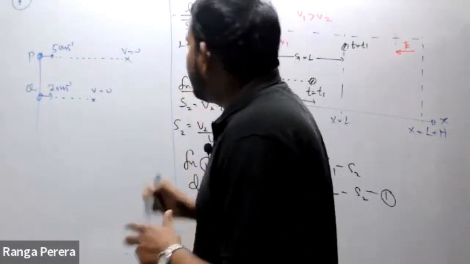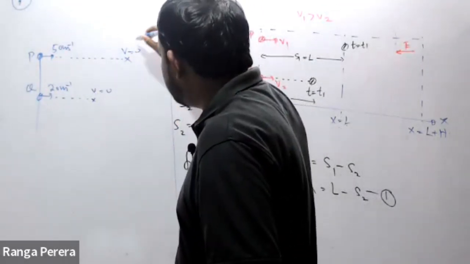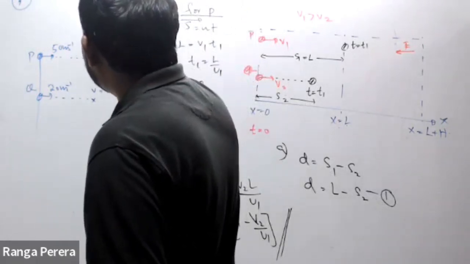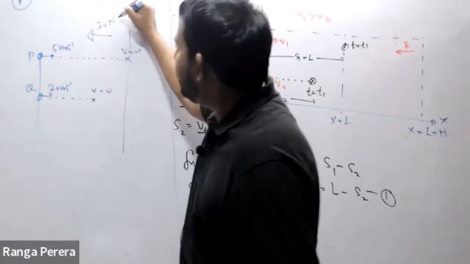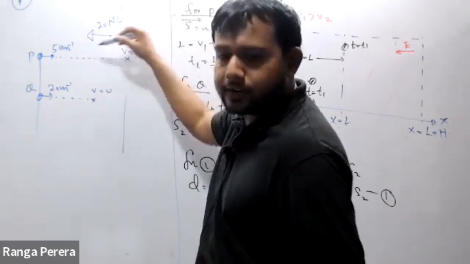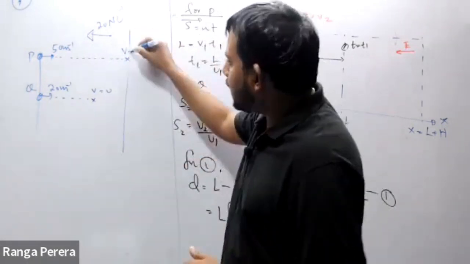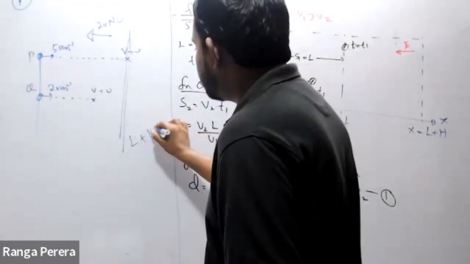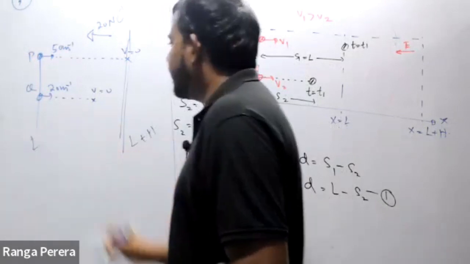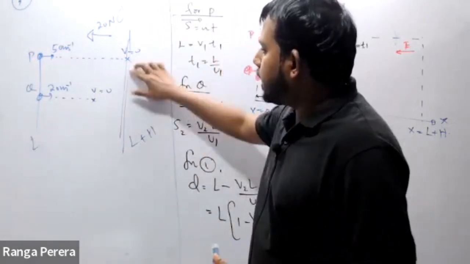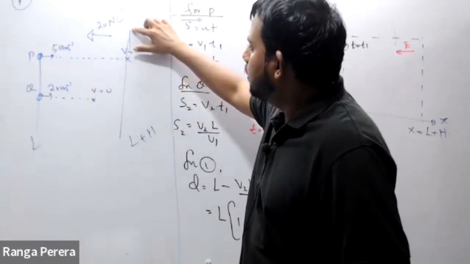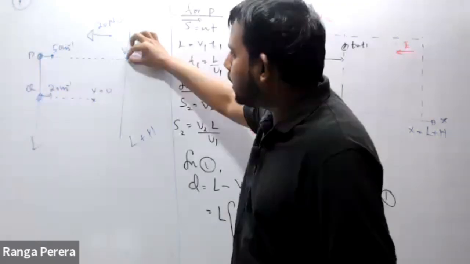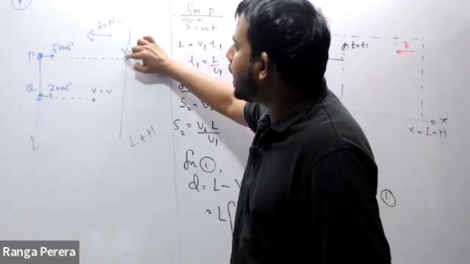Let's say this is the last point. I'm applying, say, 20 newton per coulomb electric field towards that direction. This is the last point, which is taken as the L plus H point. According to that, this is L. This is the last point. I can definitely take this particle P momentarily to rest at this point.